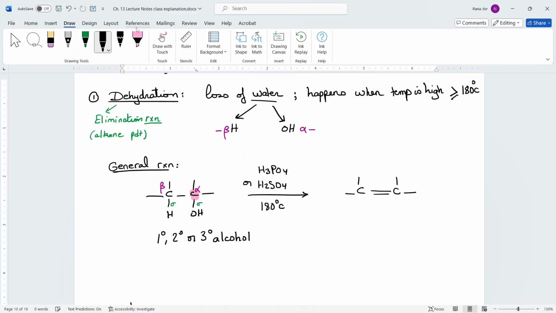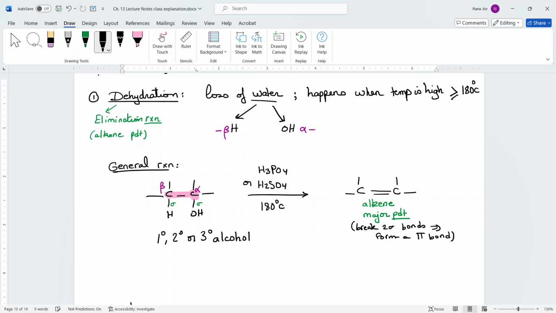So always, whenever you want to form your alkene, see where is your alpha carbon, where's your alpha OH, where's your beta hydrogen, and they create the alkene. So your product here is going to be an alkene, and we call this the major product. It is the product that exists at a higher percentage. This is what major is. So by definition, breaking two sigma bonds will form a pi bond. If you break two sigma bonds, it implies you will form a pi bond.